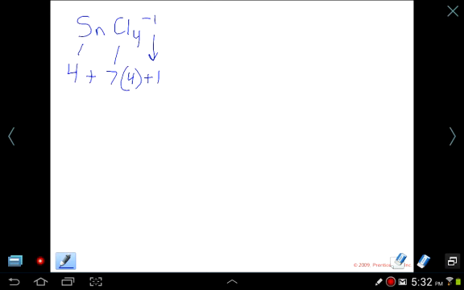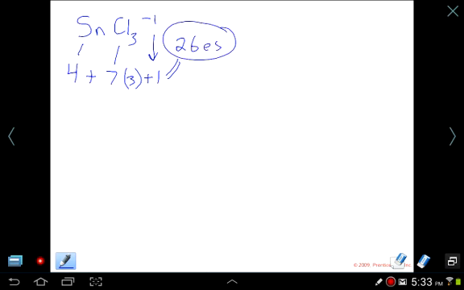Actually, I see what I did. 33 is a bit strange. This should actually be a 3, should it not? This is where I'm going wrong. So this is actually a 3. That works a little better. I was worried about an odd number of electrons. Okay, so in this case we get 21 plus 4, 25, 26 electrons total.